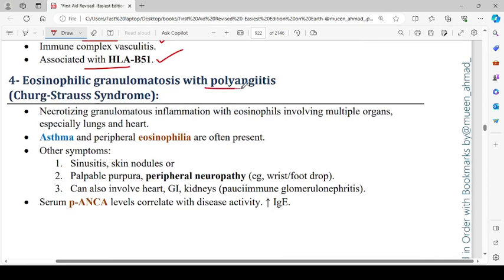Eosinophilic granulomatosis with polyangiitis or Churg-Strauss syndrome. Necrotizing granulomatous inflammation with eosinophils involving multiple organs, especially the lungs and the heart. Asthma and peripheral eosinophilia are often present.